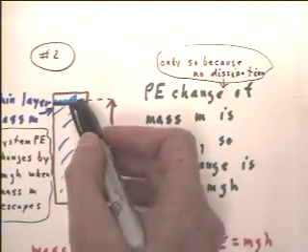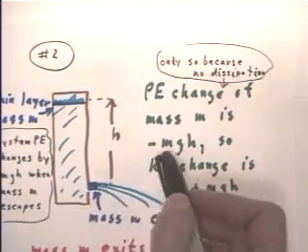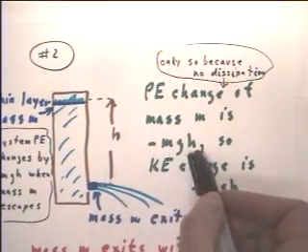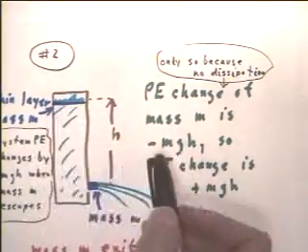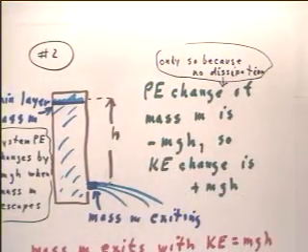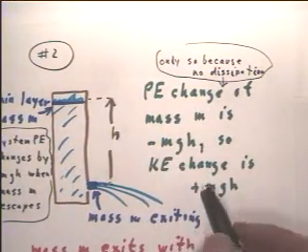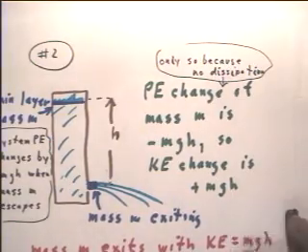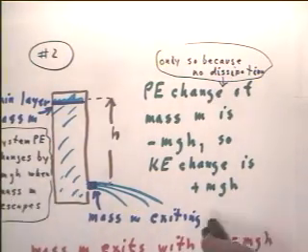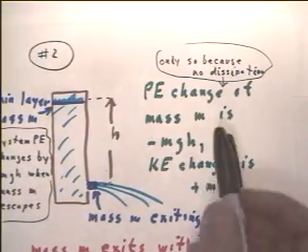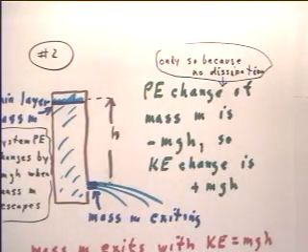So when the mass goes from here down to here, the potential energy change will be the negative of what it would be if we lifted the mass from here up to here, or negative mgh. So the kinetic energy change is plus mgh. Now the assumption of the problem is that no energy is dissipated. We can only say this because there is no dissipation of energy.